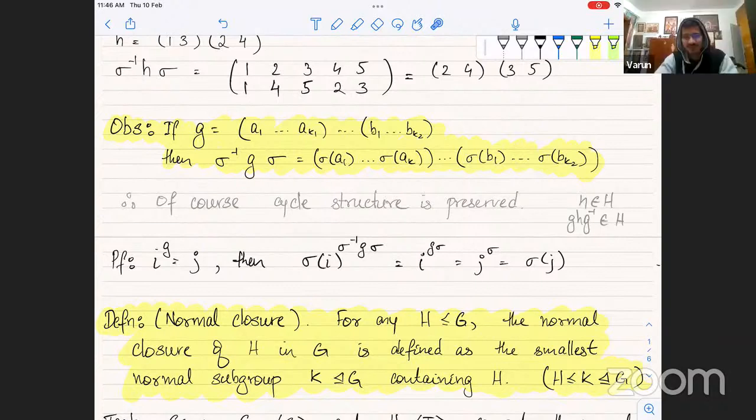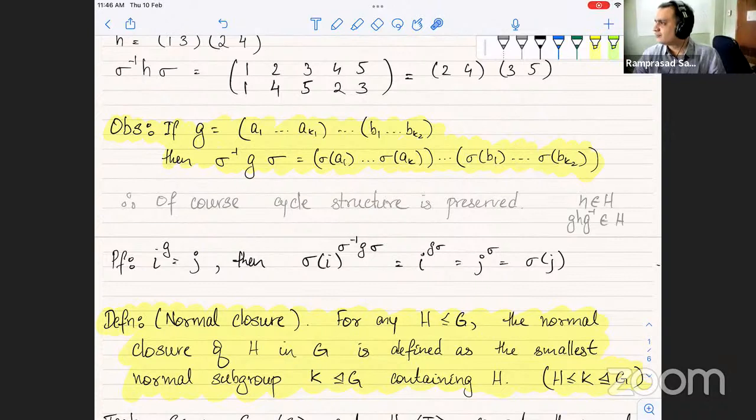Why? I've always wanted to know, why is this called normal? I don't have a good answer. Does it have anything to do with normal in the sense of perpendicular? I can't think of anything.